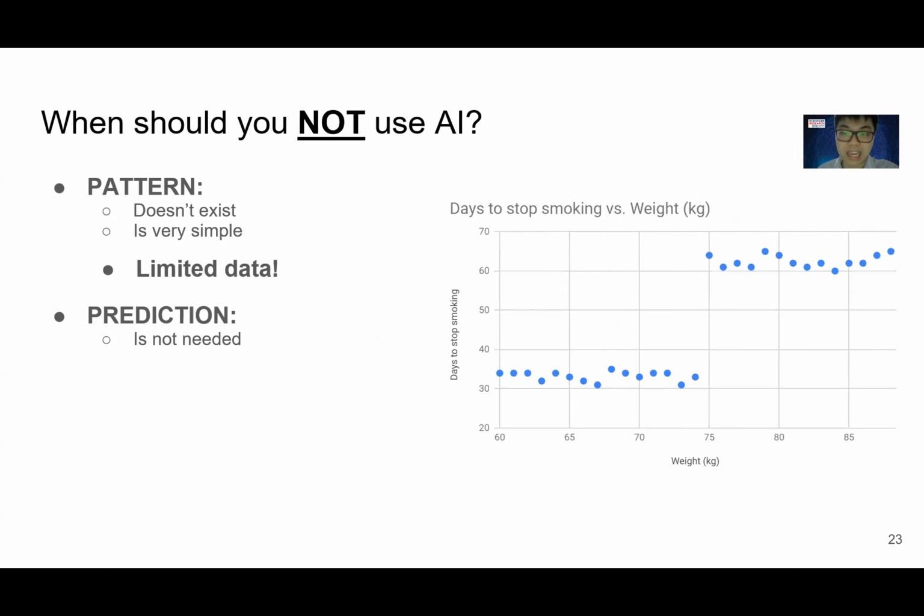You should not use AI when there is no pattern or no signal, right? If you're trying to predict the days it takes to stop smoking by the number of windows someone has in their house, you might not get a signal from that, and you don't want to force a signal. That might lead to something called overfitting, which we'll touch on later. When the pattern is very, very simple, you don't need AI. You can do it with a simple linear regression, a simple linear sum squares fit. You also don't want to use AI when there's very limited data, because AI requires a lot of information in order to learn, especially complex relationships between the variables.